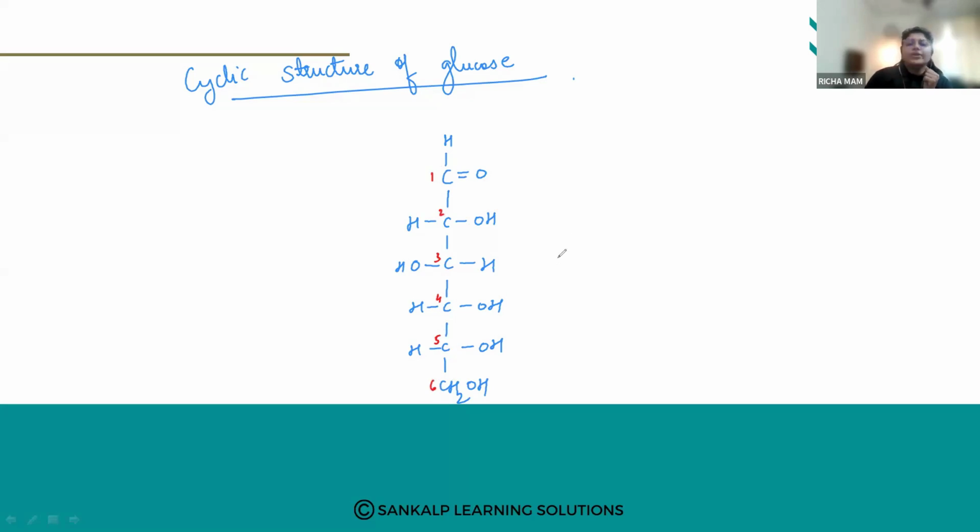Okay, fine. So when we are writing the cyclic structure, what will happen? It will form a hemiacetal structure. So this is called a hemiacetal structure. The cyclic hemiacetal structure of glucose is formed. And how is it formed? It is formed between the OH group of the fifth carbon, and it adds to the carbonyl group of the first carbon. And it forms a six-membered ring.